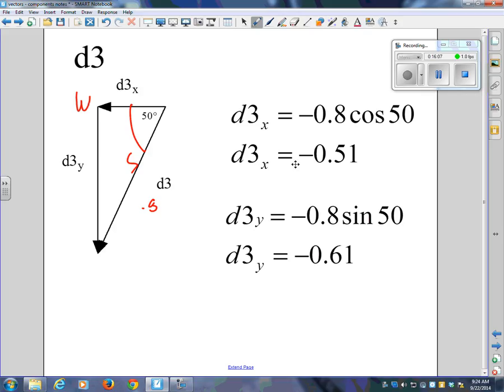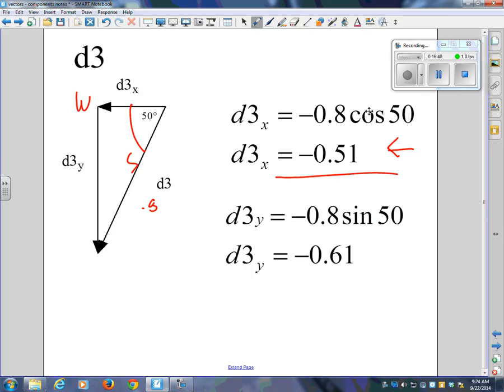Why is it minus 0.51? Why is the x minus? It's to the left. How important is that to be negative? Is it one of those things like sometimes minus 9.8 you don't have to worry about? Or is this one of those ones where it absolutely positively must be minus? Or is it kind of eh? This is one of those ones where it absolutely must be. It's very important. And the d3y is down, so it's going to be minus 0.8 sine 50.